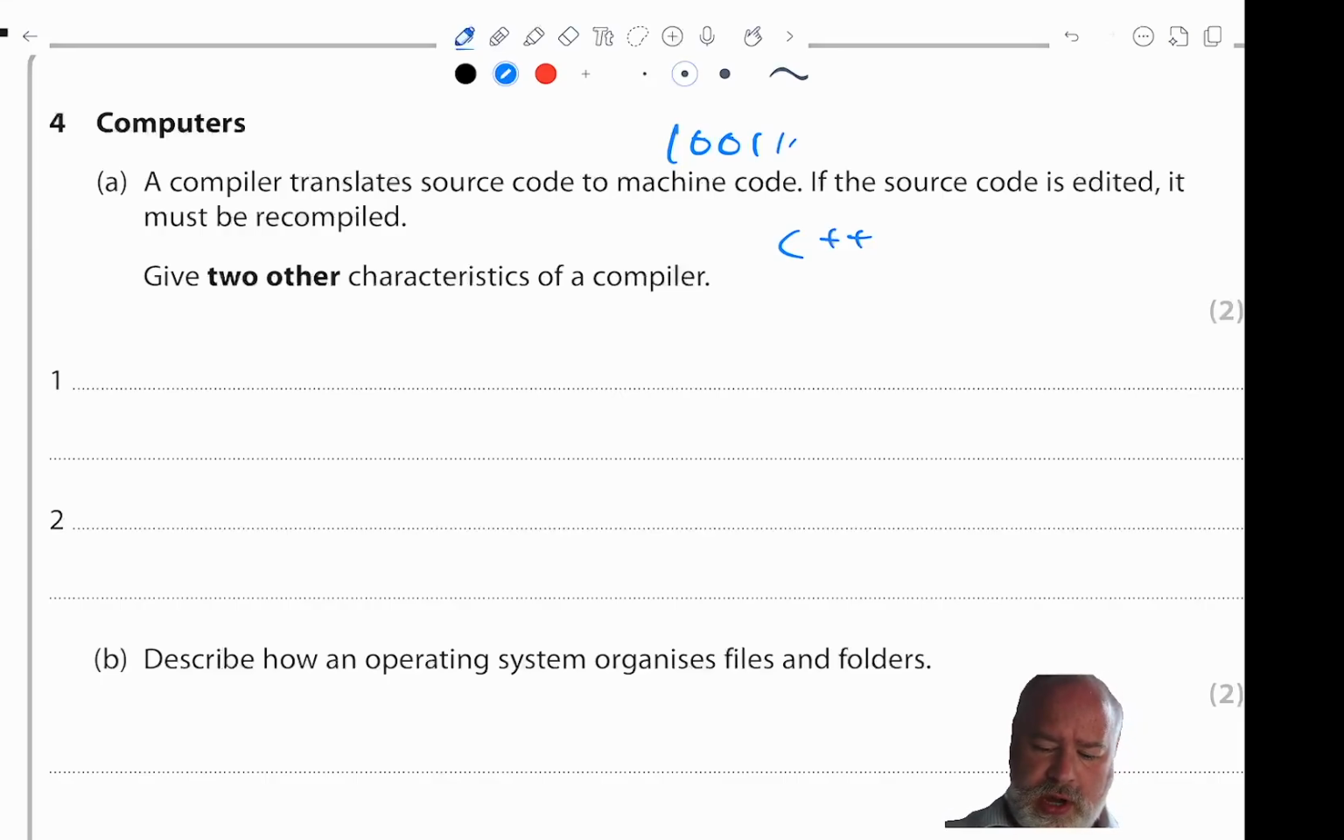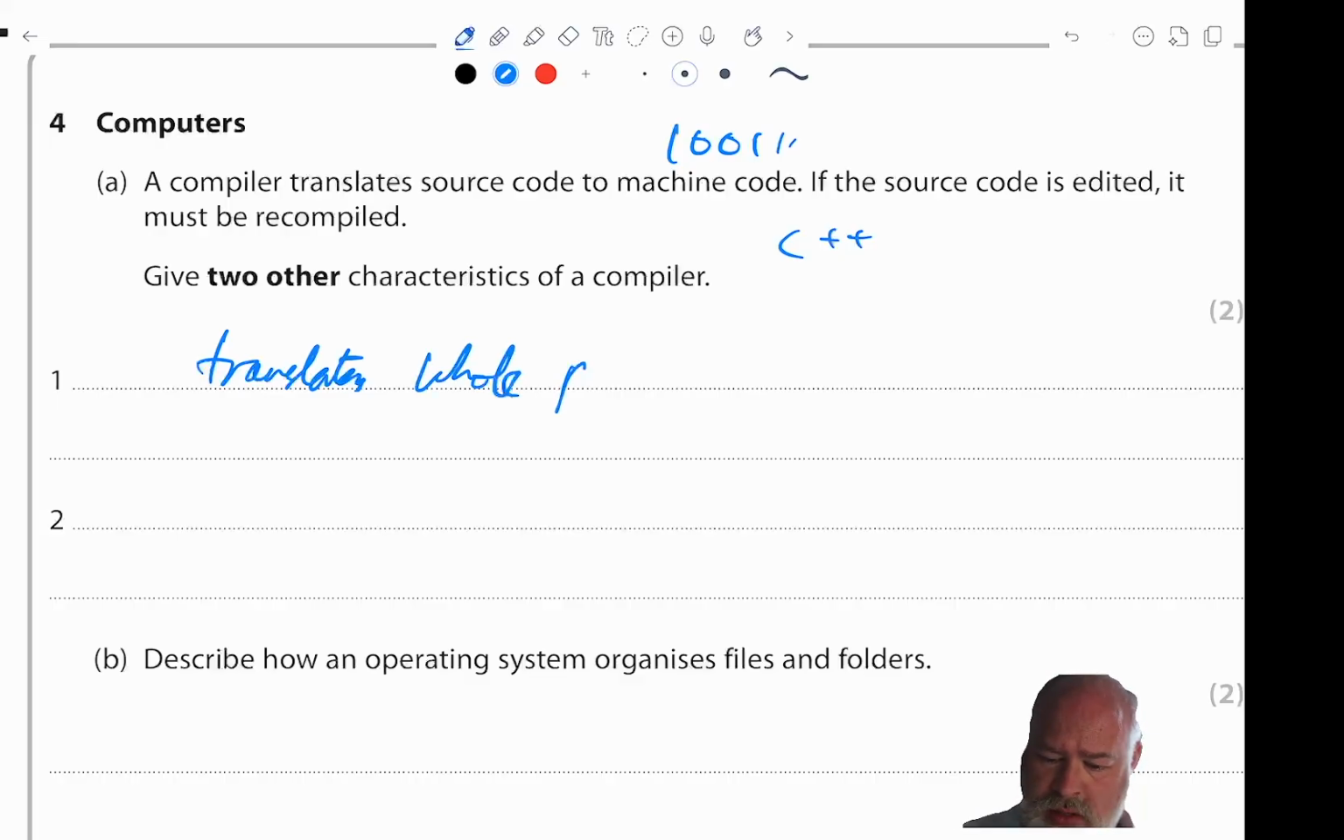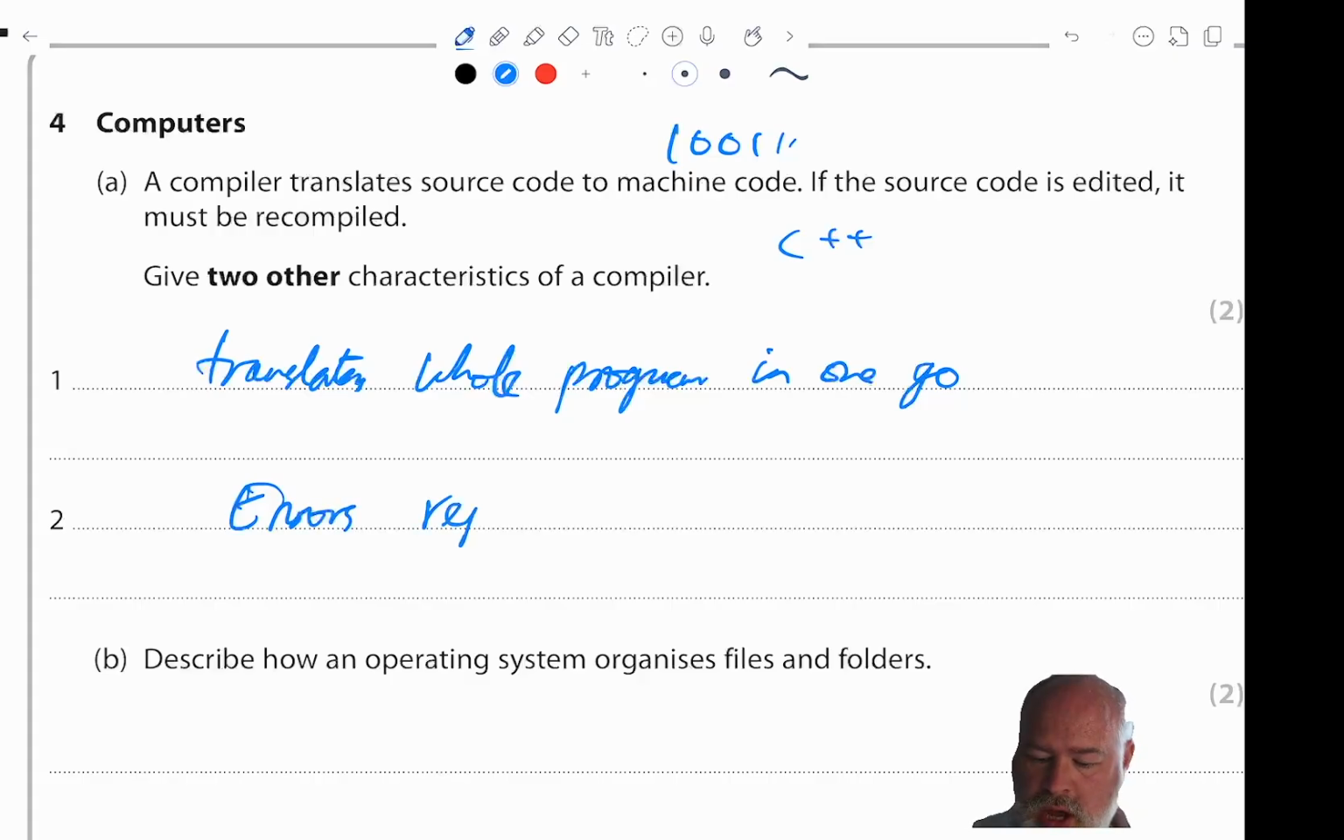Yes, the source code has to be recompiled if there are errors. So at the very end, we can say it translates the whole program in one go, and then we can say errors only reported at the end. Okay, we can only know that when it's done.